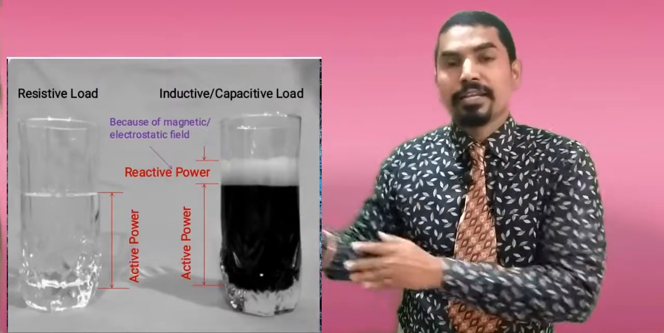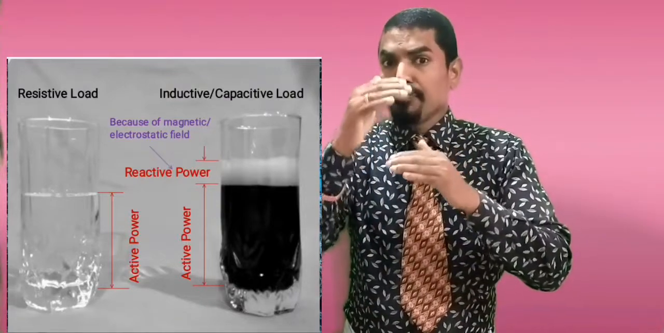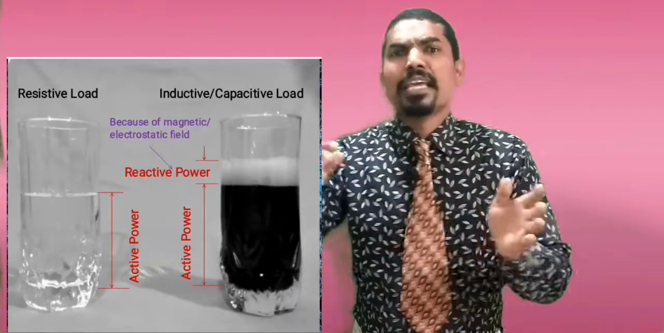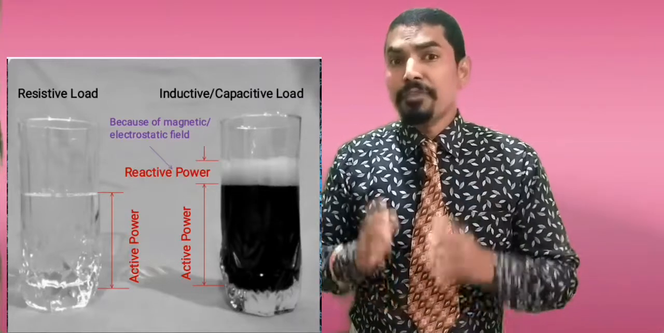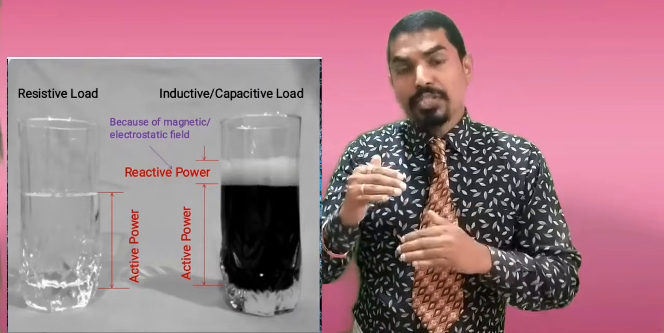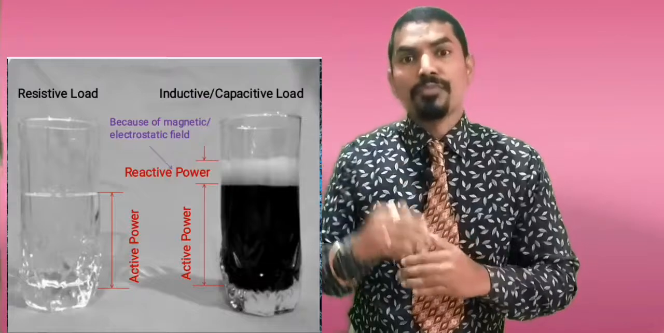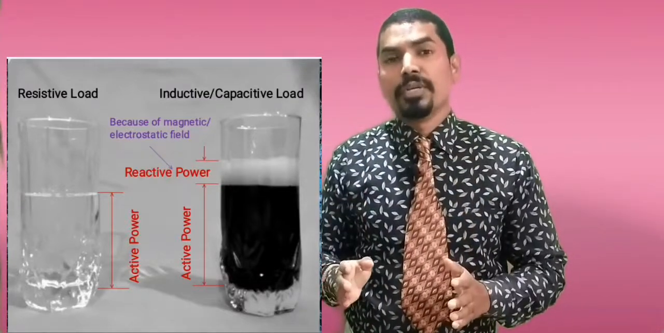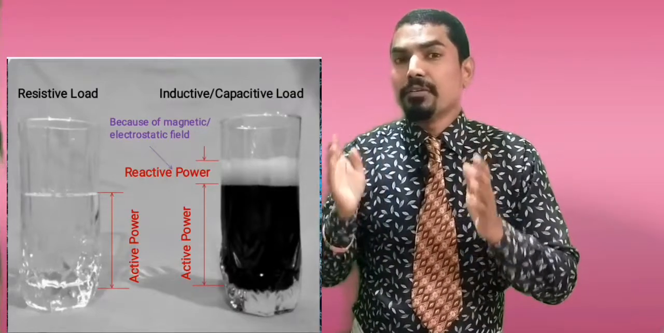Now look at this second glass, which is filled with cold drink. Friends, here the foam is lying on the top. This foam is just like a reactive power in the circuit. Without doing any work, it returns to its original source. Whereas the actual portion of the cold drink, which is lying just below the foam, it is the active power, which is actually being consumed by any electrical equipment, or say inductive or capacitive load.